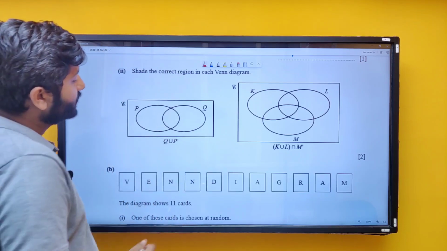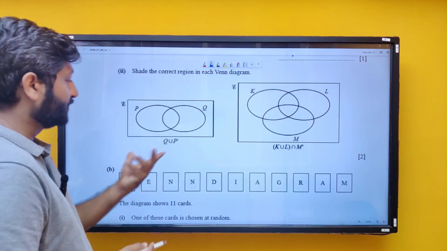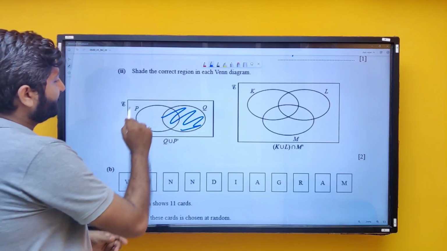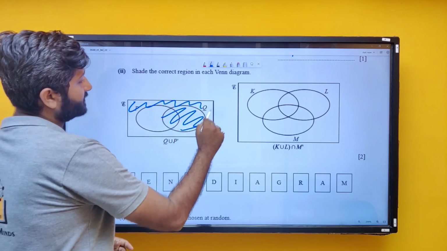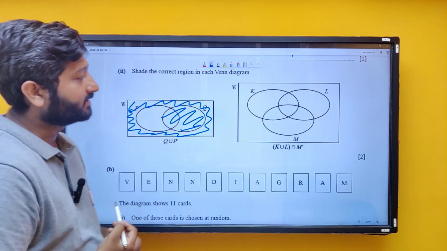So the region is Q union P dash. So I think P dash union Q. So I'll first include everything in Q and a part of P dash, which is I think this region. So this is my final answer.